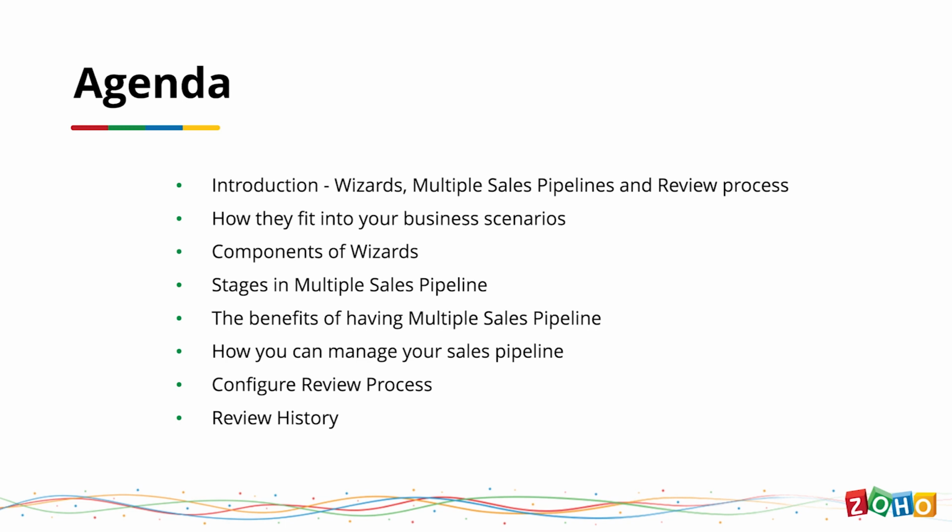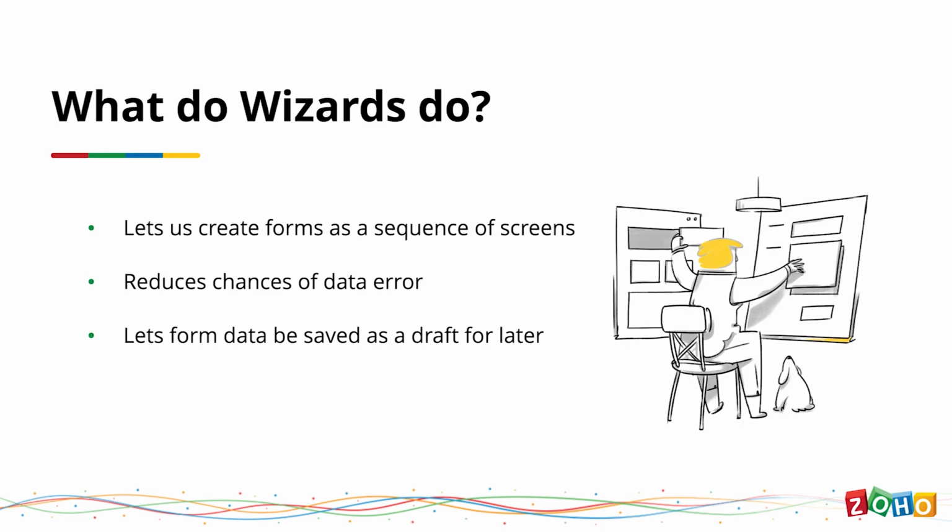Here's a look at what we'll be covering today. We'll discuss what multiple sales pipelines, wizards, and review processes are. We'll discuss how each of these features fit into your business processes. We'll discuss each of their different components, and then we'll look at how we can implement them in Zoho CRM. That will be followed by a Q&A session.